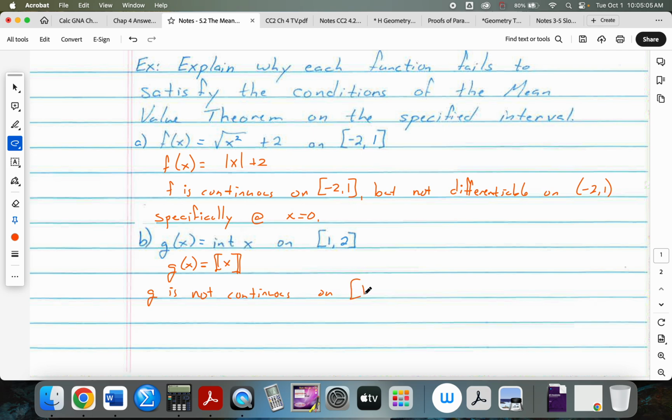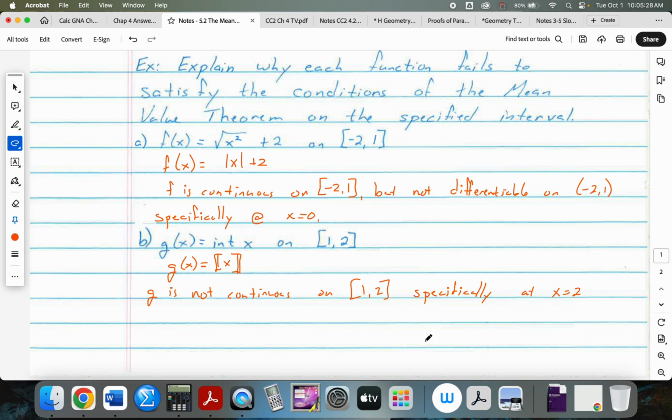On the closed interval from 1 to 2, specifically at x equals 2, that's where it suddenly takes a jump up, right? Therefore, it's also not differentiable at 2, but we don't care about that.